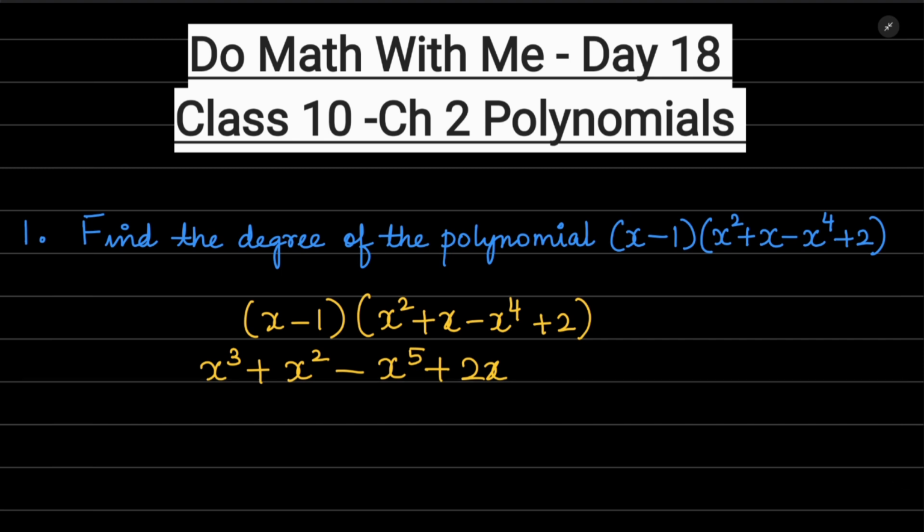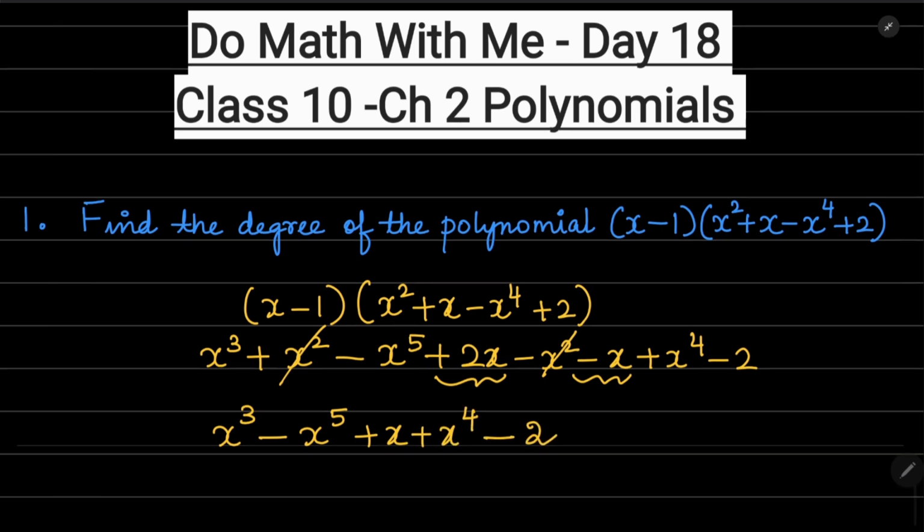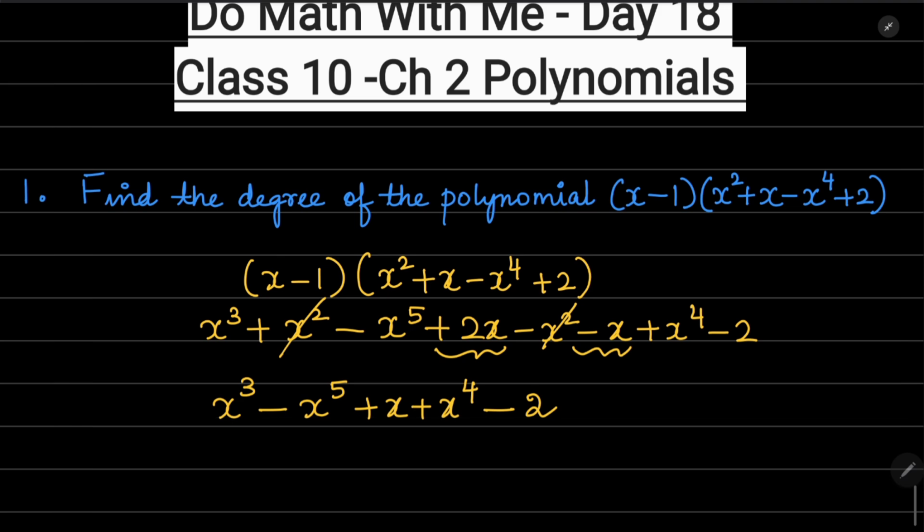Now I'm going to multiply minus 1. So minus 1 into x square is minus x square, minus x, minus into minus is plus x to the power 4, and then minus 2. Is there anything that we can cancel? I can see an x square and minus x square, which we have cancelled out. So you have got x cube is one term, minus x to the power 5. You can solve 2x minus x is plus x, and then plus x to the power 4 minus 2. This is what you get when you find the product of the two expressions.